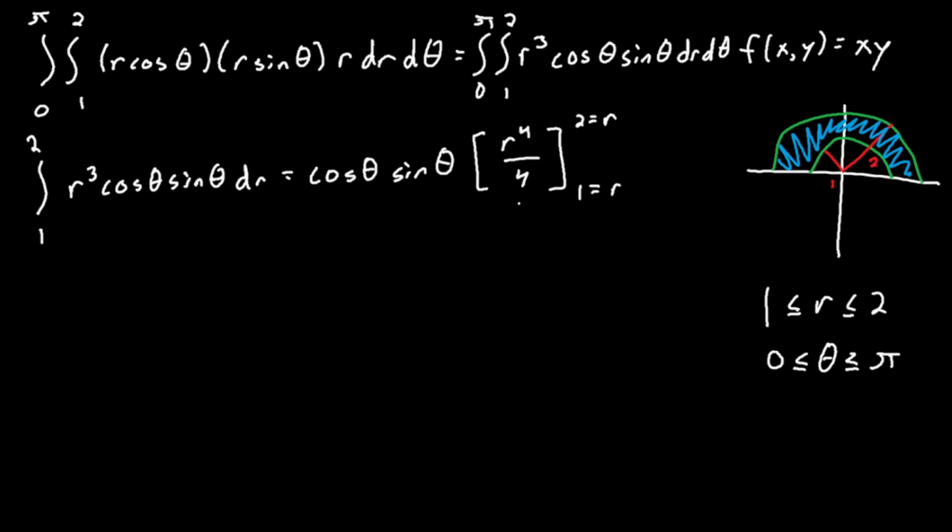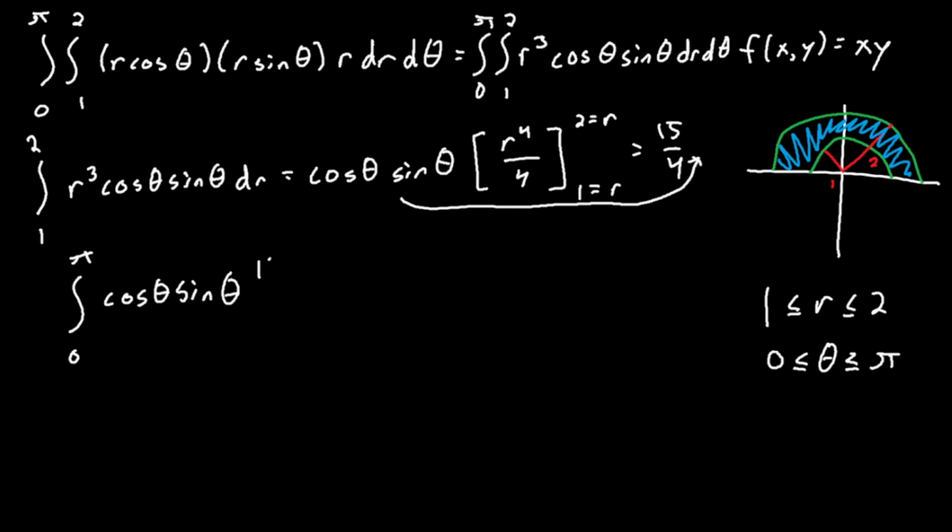Now all I have to do is just take this somewhere else. We'll plug in 2. So 2 to the power of 4 is 16. 16 over 4 minus 1 over 4, which is just equal to 15 over 4. So 15 over 4 is our integral with respect to r. 15 over 4 multiplied by cosine and sine. So what we can do is write the integral again. And then we get cosine theta sine theta times 15 over 4.